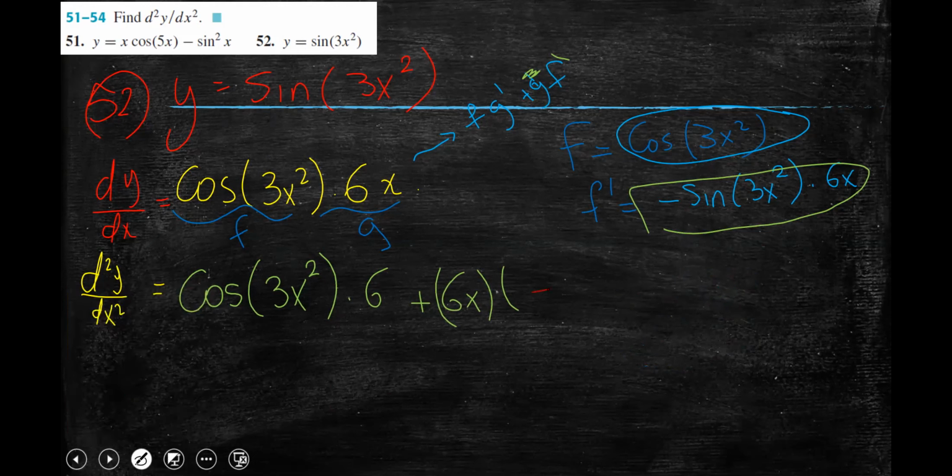Teacher, why in the f prime did we multiply by 6x? Here you find the derivative of the inside. The chain rule.